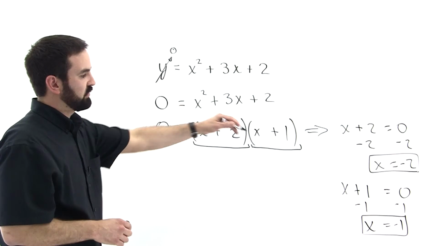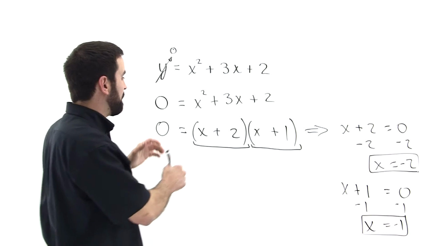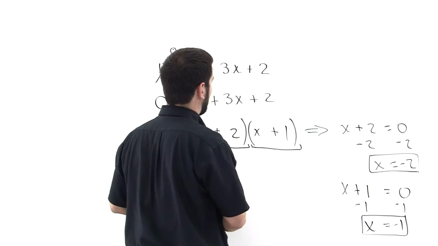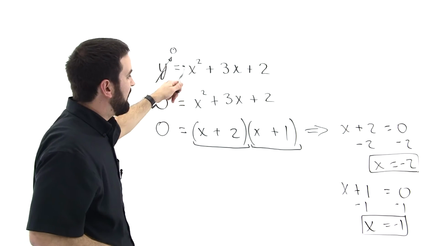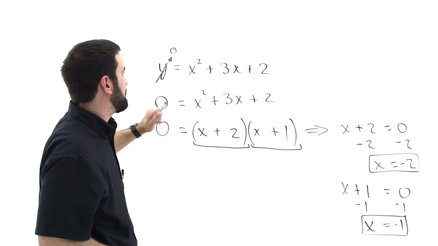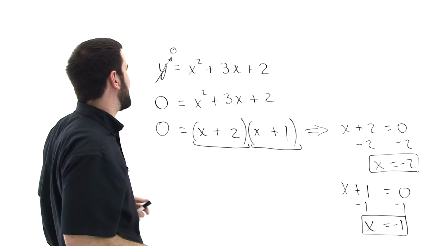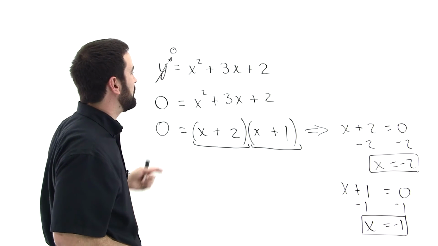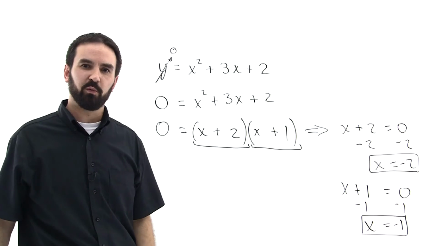And so those are the zeros of the function. That is, those are the things that will make this function equal to 0. And you could test it out. You could plug them in up here. Let's try negative 2. Negative 2 squared is positive 4. Plus 3 times negative 2. 3 times negative 2 is negative 6. So 4 minus 6 is negative 2. Plus 2, 0. Right? And you could try it for the negative 1 and it would work as well.